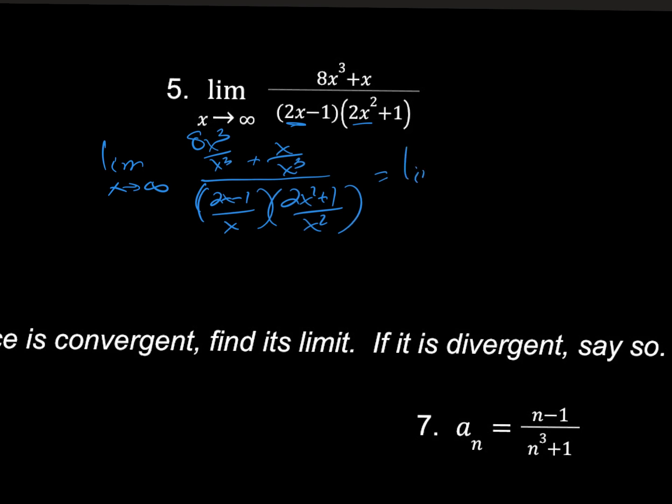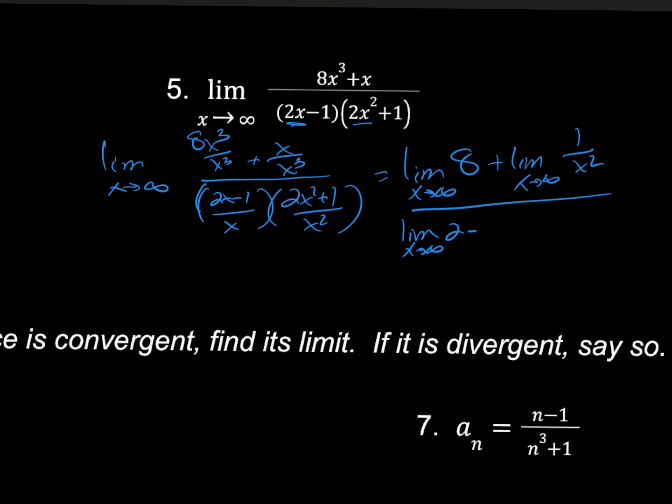Also makes it very easy to simplify these things. So let's go each individual term here. Limit as x goes to infinity of 8 plus the limit as x approaches infinity of 1 over x squared. That's nice. In my denominator, I'm going to go ahead and break this up. Limit as x goes to infinity of 2 minus limit as x goes to infinity of 1 over x. That's that first parentheses there. And then limit as x approaches infinity of 2 plus limit as x goes to infinity of 1 over x squared. Wow. Okay, so let's work out all these limits.